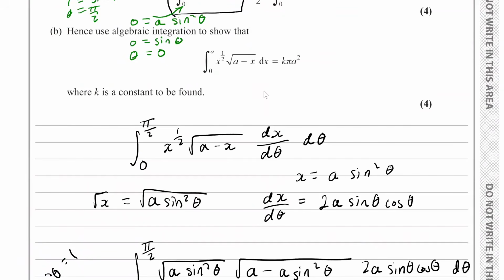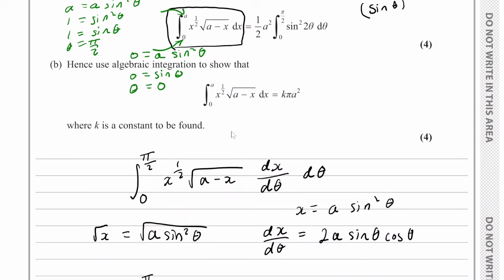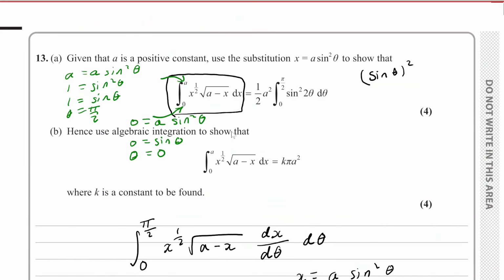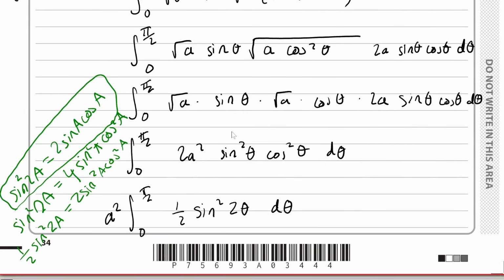Hence, use algebraic integration to show that this is k pi a squared, where k is a constant to be found. So even if we hadn't done part A, we can still do part B because we've got the answer given to us for part A. So we're just integrating and we should get something in the form k pi a squared.